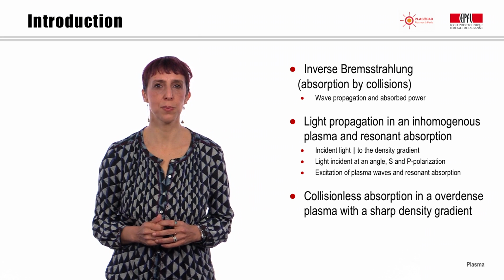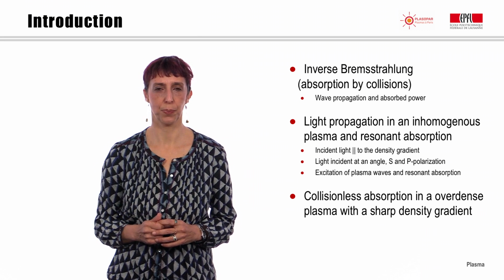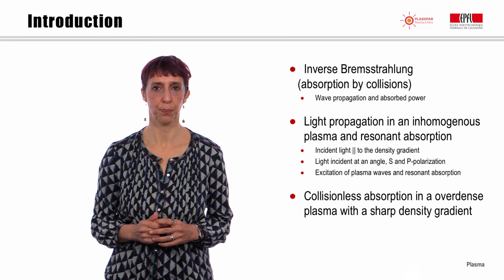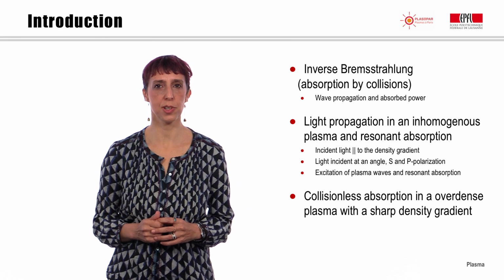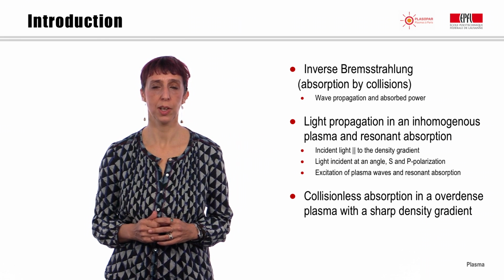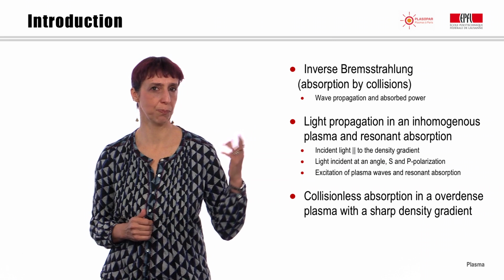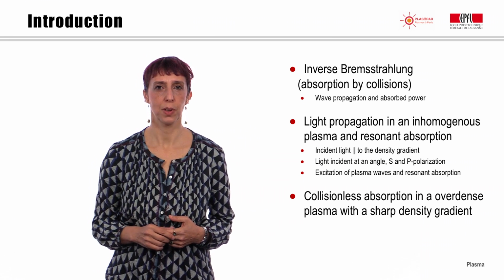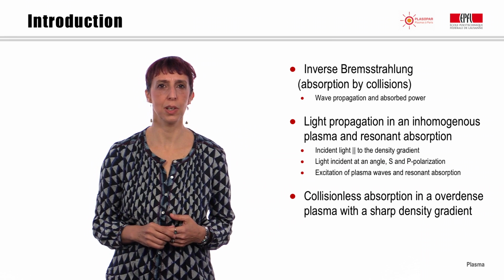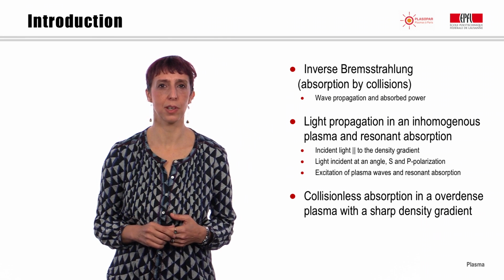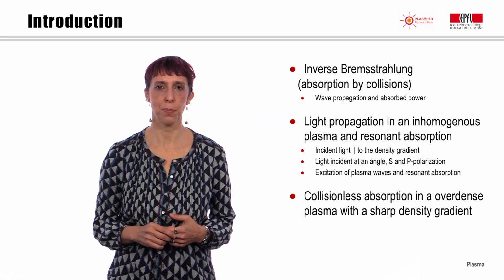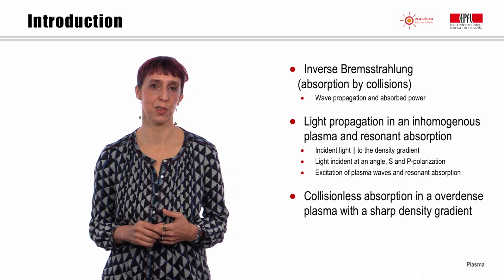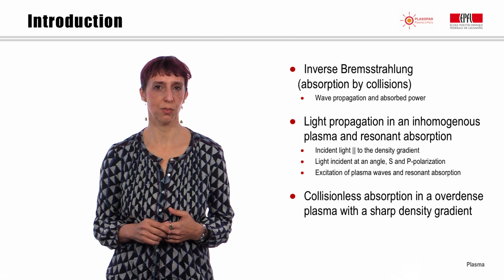The second mechanism is the so-called resonant absorption. This is a collisionless mechanism in the region close to the critical density. To study it, we will first consider in some detail the propagation of a wave in an inhomogeneous plasma. The final one is again a collisionless absorption mechanism. It consists of absorption in an overdense plasma with a sharp density gradient. We remind that in such a plasma the wave cannot propagate inside, and all the interaction happens at the surface. So let's start with the lectures.